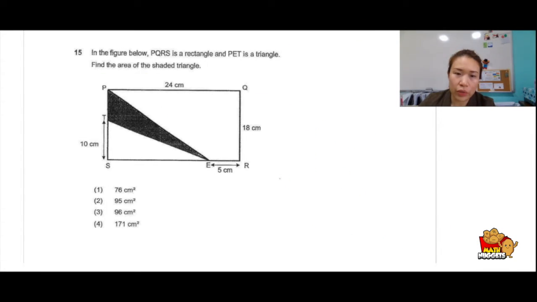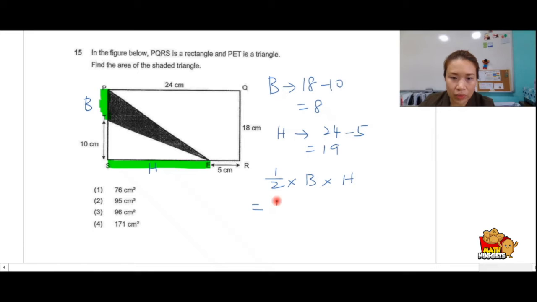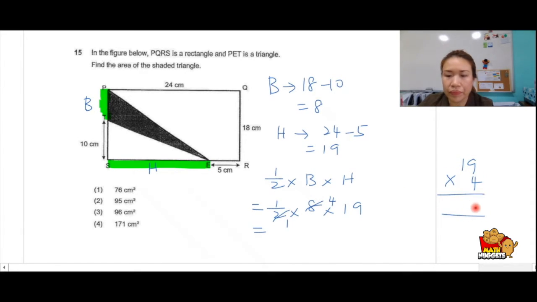Question 15, we're supposed to find the area of the shaded triangle. The base is here at PT. The height is here at SE. So first you've got to find out what's the base and the height. Base would be 18 minus 10, which is 8. Height will be 24 minus 5, which is 19. So half times base times height, which is half times 8 times 19. Divide by 2, divide by 2. We get 19 times 4, which is 76. That's option 1.